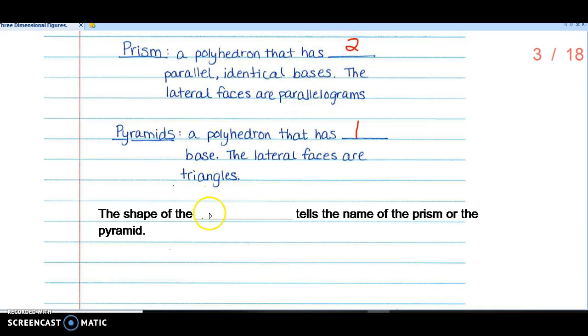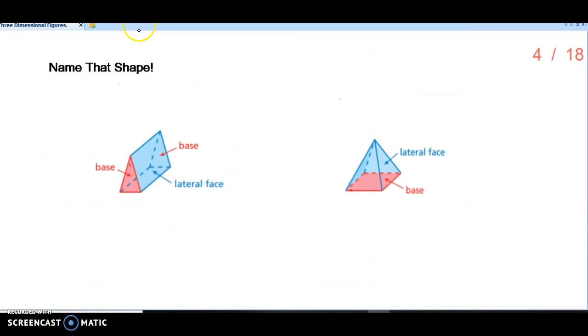Okay, and just a little hint to remember that the shape of the base tells the name of the prism or the pyramid. And we'll get into that in a minute, but you need to find your base, you need to see what shape it is, because that's going to help describe your prism or your pyramid. So here we have that situation where we are going to name that shape.